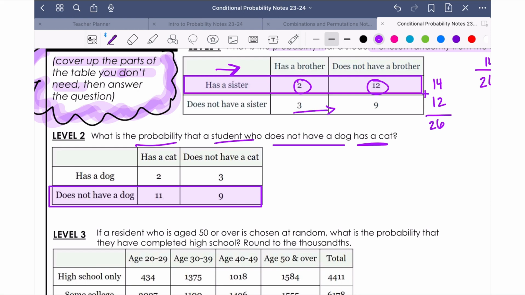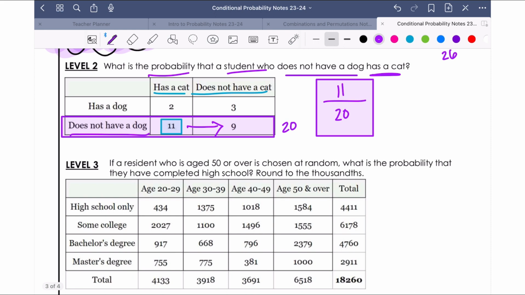They do have a cat. And so now I'm having to look at these two. So who is it going to be? 11 or 9? 11. Okay. 11 out of how many? How many of them did not have a dog? Remember, you've got to go this way. Does not have a dog. 11 plus 9 is 20. So 11 out of 20. And can we simplify that? No, they don't have common factors. All right.